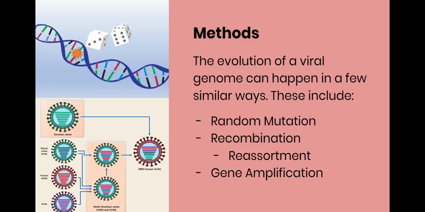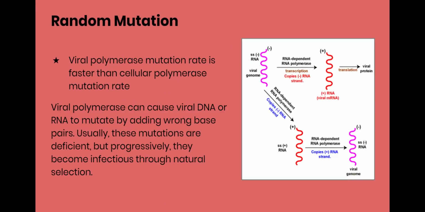Methods. The evolution of a viral genome can happen in a few similar ways. Firstly, random mutation. Viral polymerase mutation rate is actually much faster than cellular polymerase mutation rate. Because of this, they can cause viral DNA or RNA to mutate by adding the wrong base pairs. This is basically similar to the concepts of addition, deletion, etc. that we learned before. Usually, these mutations are deficient, but progressively they become infectious through natural selection.